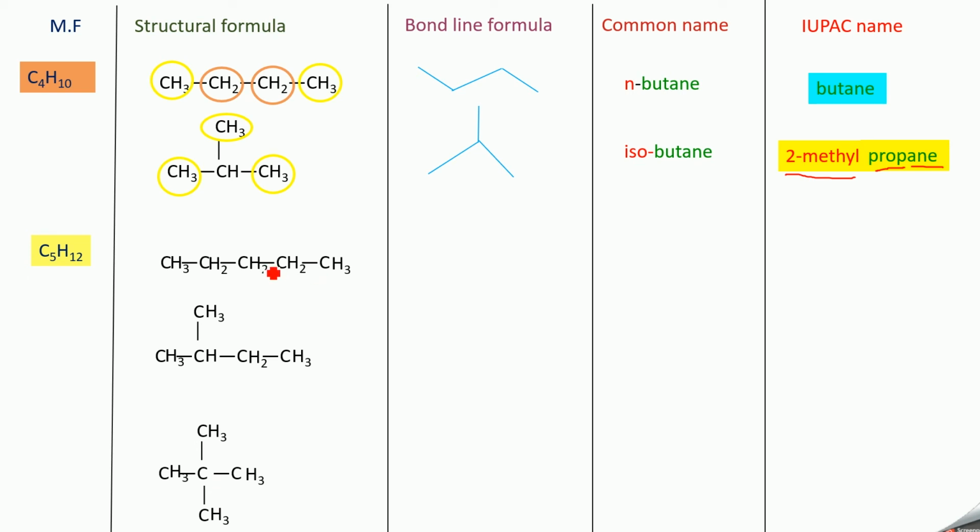Now you have to write the bond line formula for this one. So you can start from here. First you draw one line. So this point is CH3, connected to CH2. Then this CH2 is connected to this CH2, this line. Now this point is CH2. Now this CH2 is connected to this CH2, so you draw like that. So this point is this CH2. Now this CH2 is connected to this CH3, so you draw another line. So this point is nothing but this CH3. So this point and this point, they are CH3. In the middle we have CH2, CH2, CH2. So this is the bond line formula for this one.